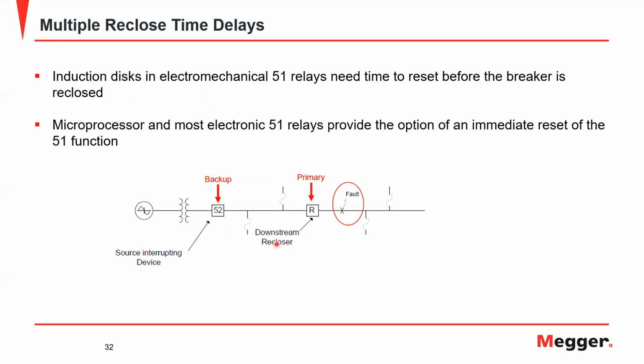So on the first reclose, you might be okay. On a second reclose, there's a good chance you're going to miscoordinate. And if this is where the induction disk relay is, the fault is here, this guy could possibly beat this recloser out, and now you're not really coordinating properly anymore. When you have microprocessor and most electronic relays, generally they're going to have an immediate reset option. It gives you a lot more flexibility in your reclose scheme.